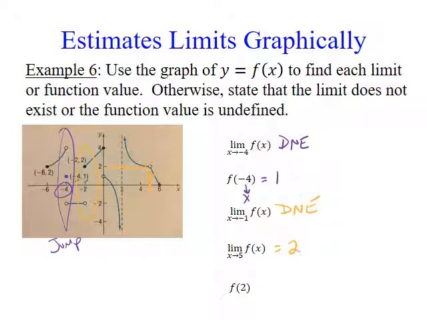However, the function, oh, sorry, this is a different number. Okay, so x is 2. If x is equal to 2 and we want to know what the function value is, well, I have a vertical asymptote there, which means the function is undefined at x equals 2. So this is undefined. That concludes this section.